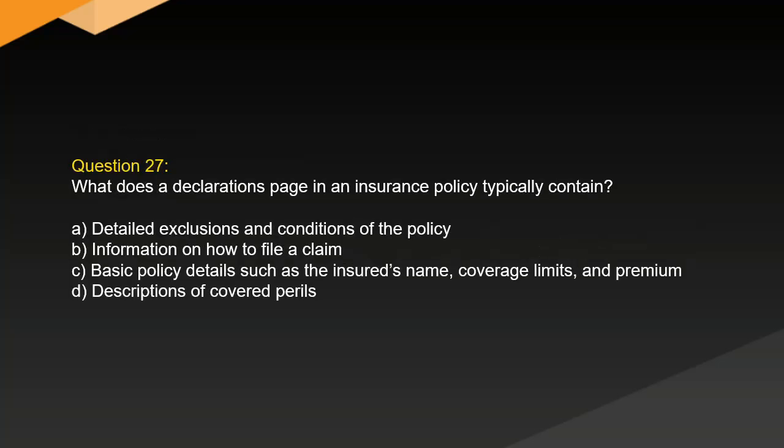Question 27. What does a declarations page in an insurance policy typically contain? A. Detailed exclusions and conditions of the policy. B. Information on how to file a claim. C. Basic policy details such as the insured's name, coverage limits, and premium. D. Descriptions of covered perils.